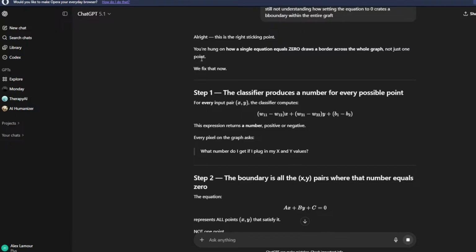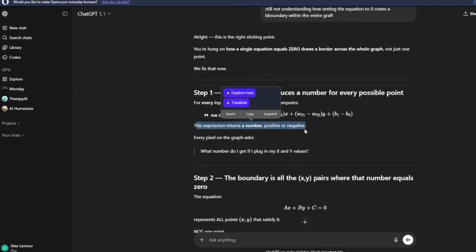You're hung up on how a single equation equaling 0 draws a border across the whole graph, not just one point. Fix that. The classifier produces a number for every possible point. The classifier computes the weight of 1,1 minus weight of 1,2 times x, the x value, plus weight of 2,1 minus weight of 2,2 times y, the y value, plus the difference of the biases, whatever.